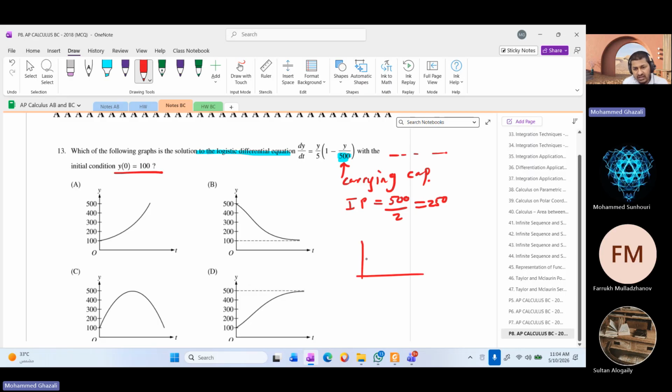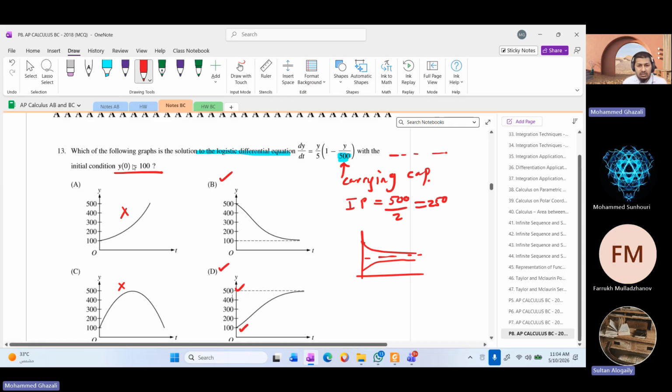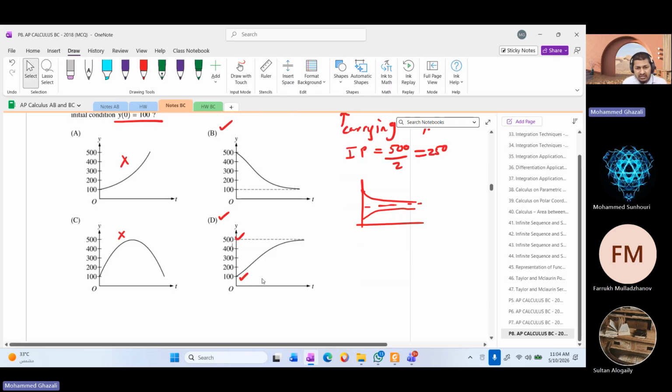So now remember what I said, carrying capacity has this broken line. Your logistic equation goes like this, or it can go like this. So it can't be this. These are not logistic equations. So it can either be B or D because of the carrying capacity. But the carrying capacity is 500, not 100, and the initial value was a y-intercept of 100. So the only one that matches is D. Remember, your graph can either be like this or like this. This is a decay and this is exponential growth. There's a decay in the logistic equation.